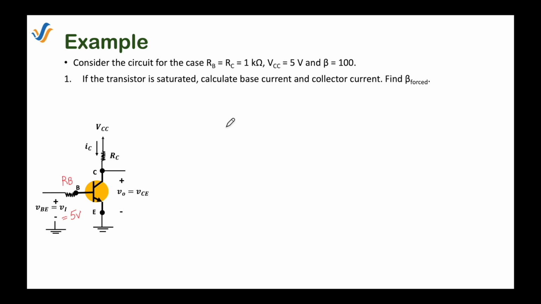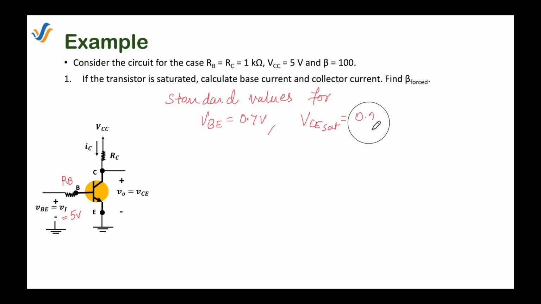So here you can see the VBE, VCE saturation, VCE/EOS, that is the edge of saturation, these values are not given. If these values are not mentioned in the problem, then you have to take the standard values. Standard values for VBE is 0.7 volt, and VCE saturation is 0.2 volt. And VCE edge of saturation is 0.3 volt.